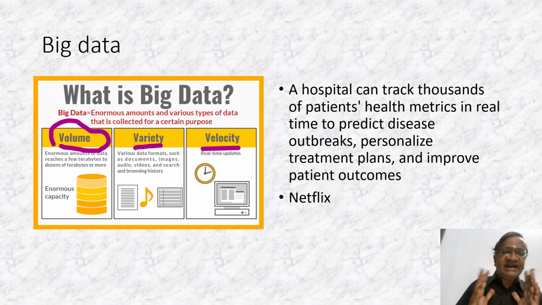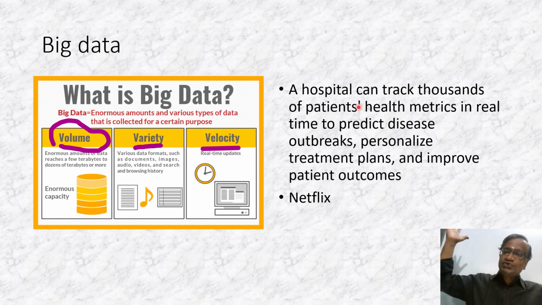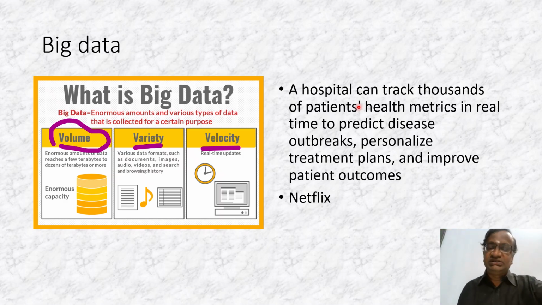There is something called big data. What is big data? A hospital can track thousands of patients' health metrics in real time to predict disease outbreaks. Sometimes an epidemic of plague is coming, so from the health data of thousands of patients, a hospital can analyze and say this number of our patients can develop plague, and personalize the treatment plans. This is what is called big data, which contains volume, variety, and velocity because it is a real-time update.